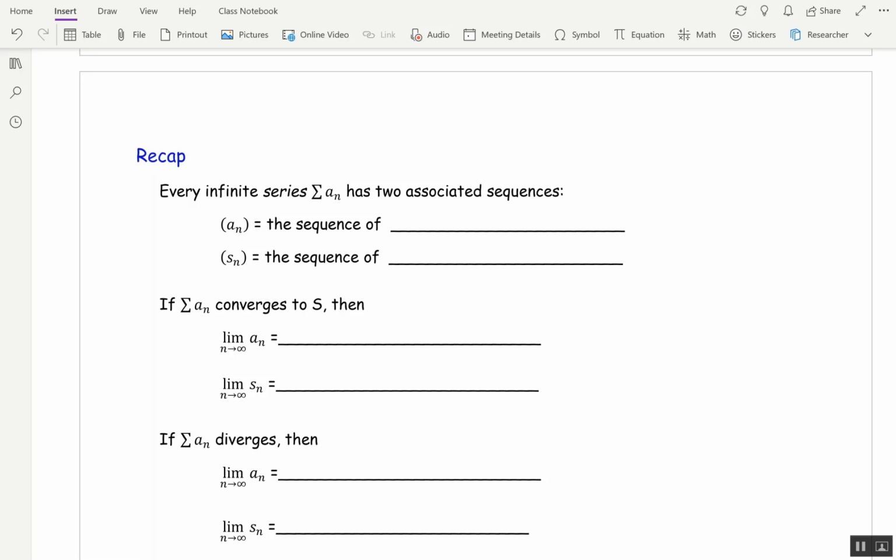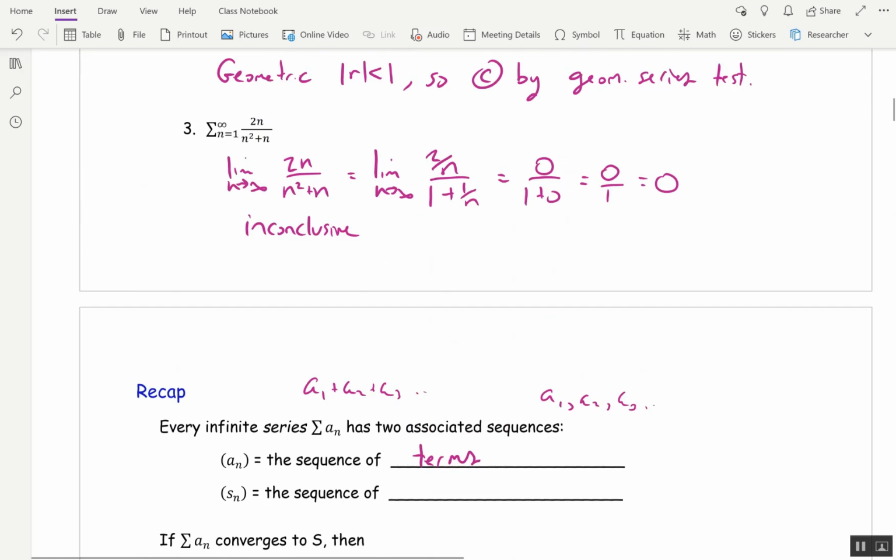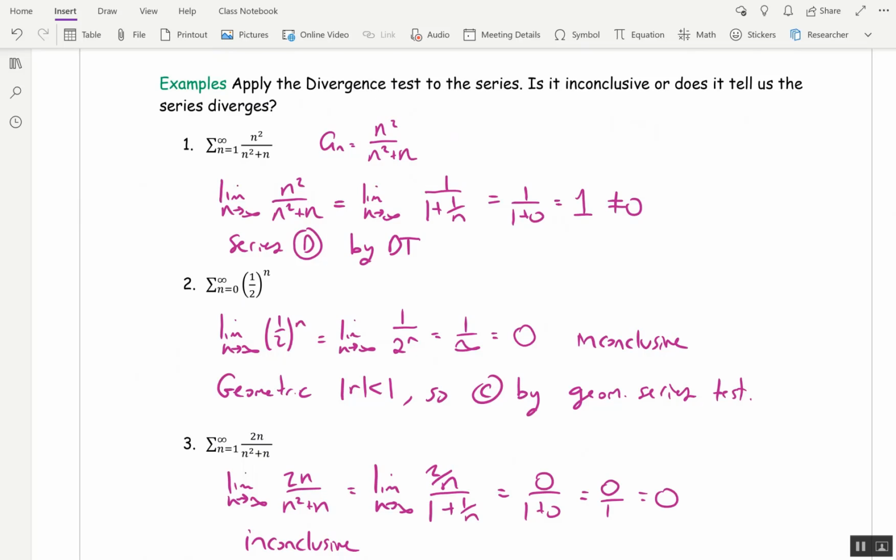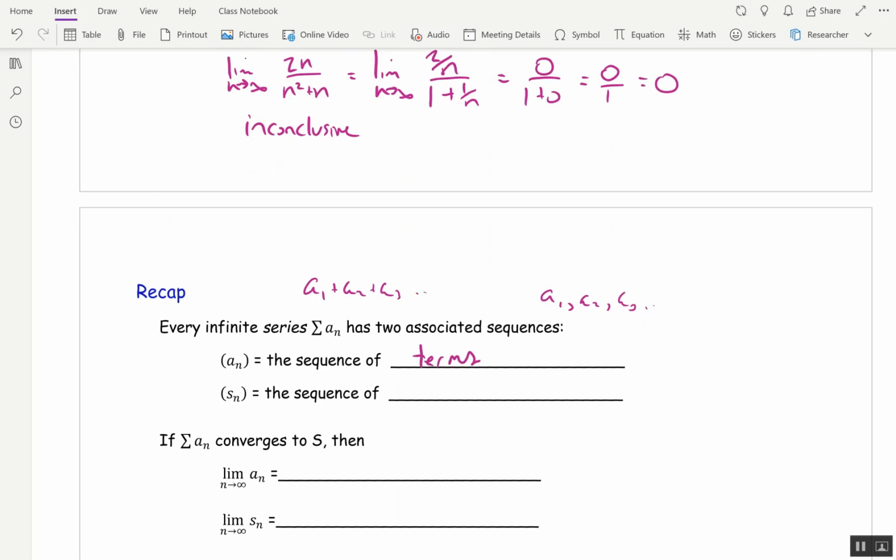Every infinite series, which is a sum, has two associated sequences. A sequence is a list of numbers. So a series is A1 plus A2 plus A3, and so on. A sequence is A1, comma, A2, comma, A3, and so on. So AN is called the sequence of terms, and we looked at those sequences in the divergence test. We took the limit of the sequence of the terms. Also associated to an infinite series is SN, which is the sequence of partial sums.